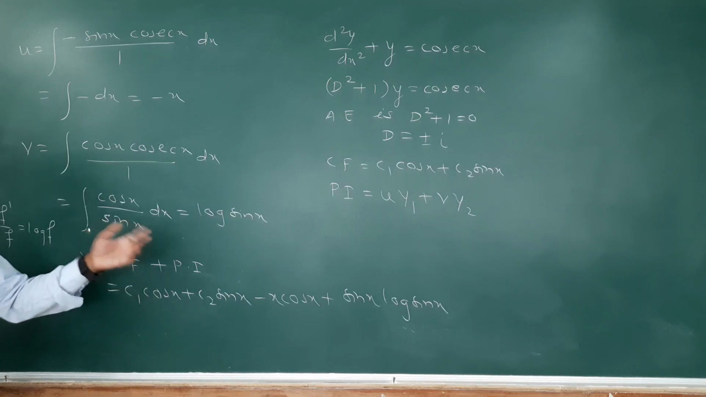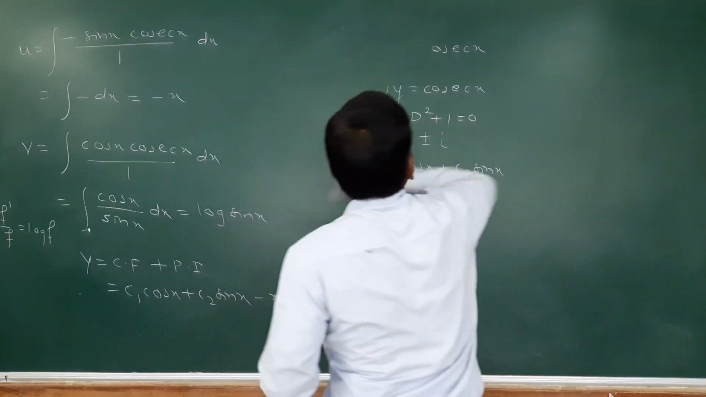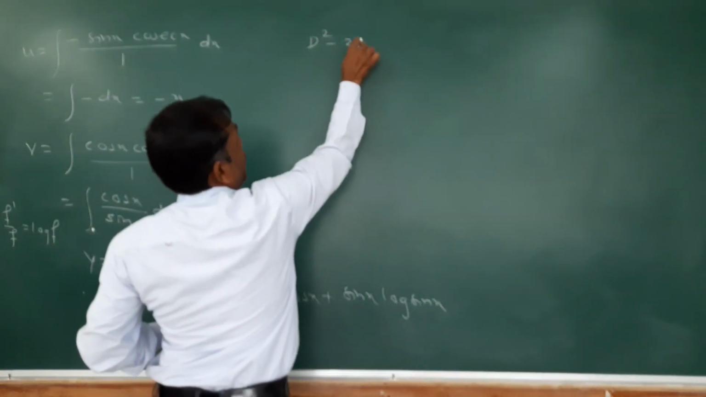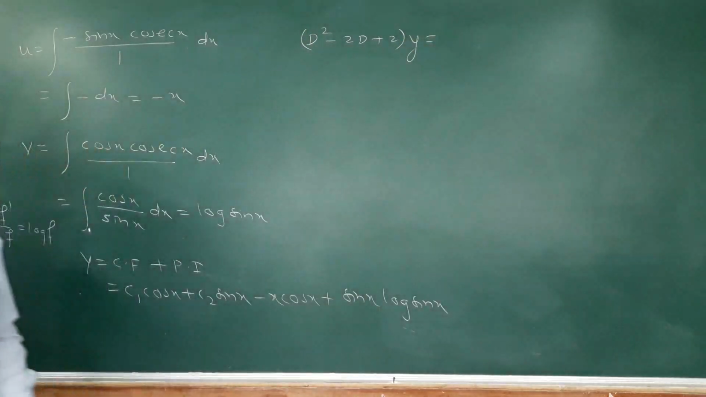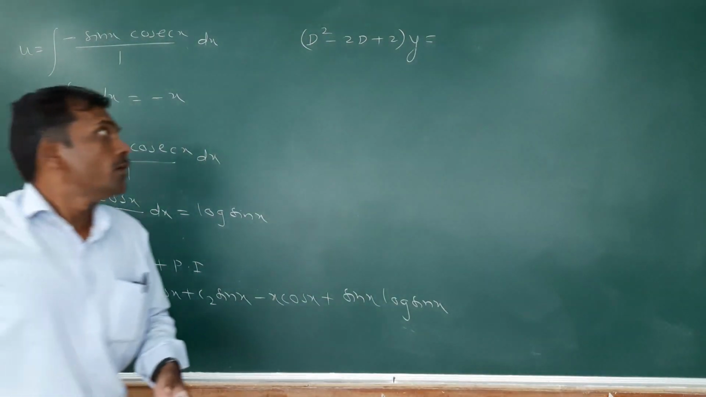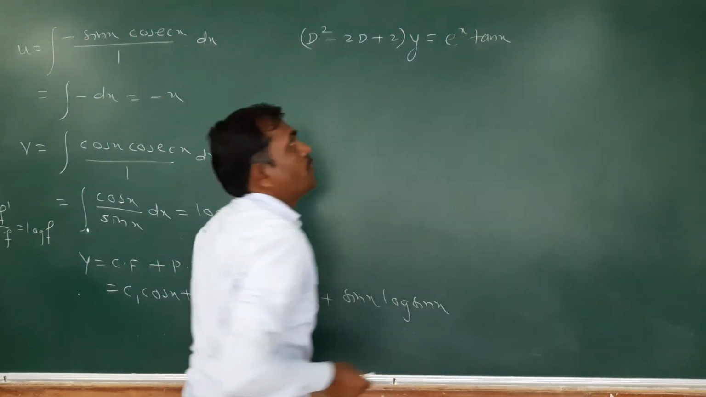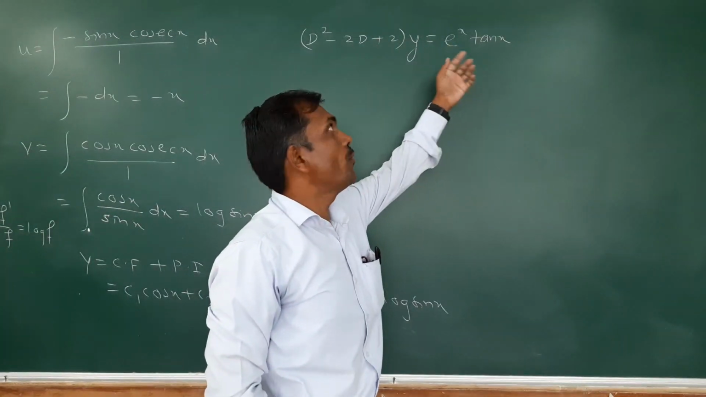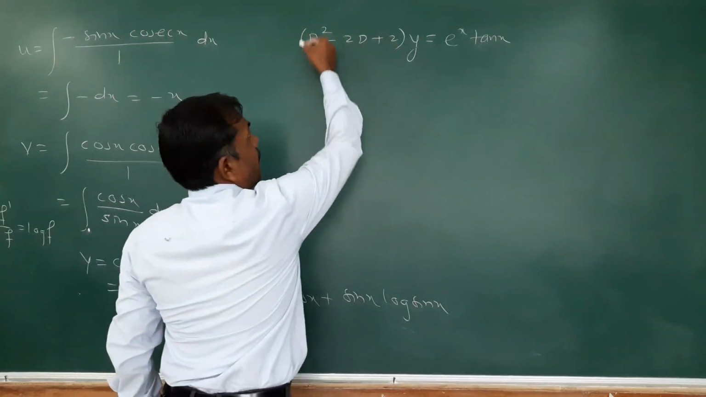Understood it? To clear our concept, we will take one more example. The example is D square minus 2D plus 2 operating on y is equal to e raised to x into tan x. Now find the answer for this.